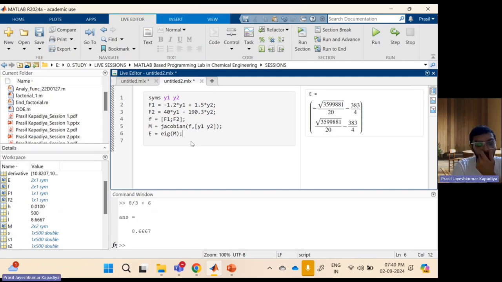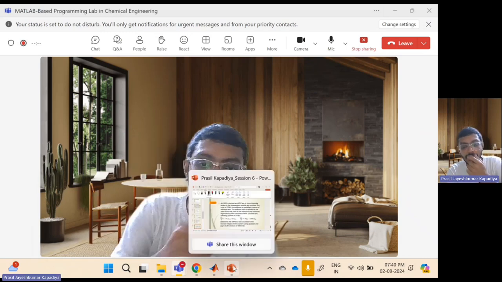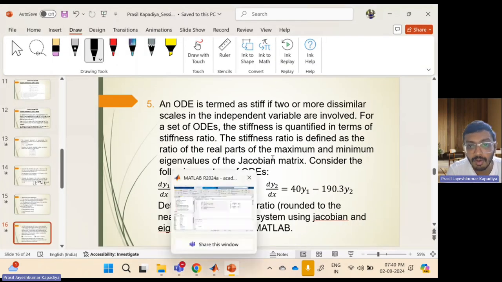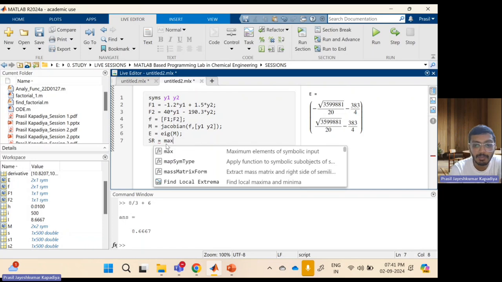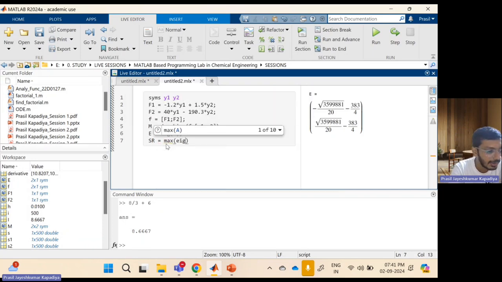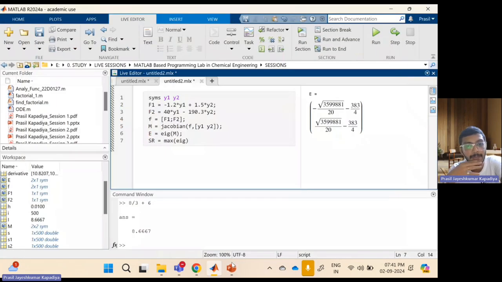Okay, now what I need to do is find a ratio of maximum to minimum eigenvalue. So I will write down stiffness ratio is equal to maximum of EIG. Let's write it down again: real parts of maximum and minimum eigenvalues. So maximum divided by minimum.